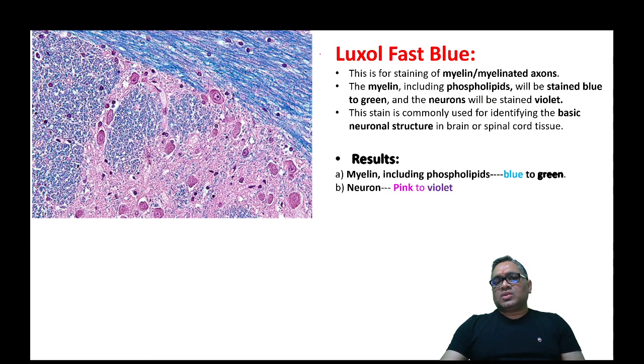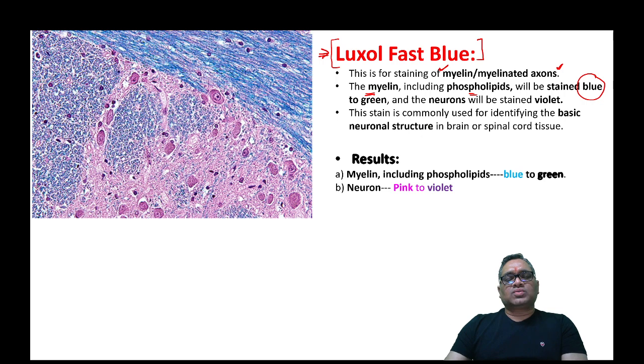The next one is the Luxol fast blue, another important stain which we use in the neurology department or neuropathology department. This is for staining of the myelin, or you can say myelinated axons. So myelin, including the phospholipids, will be showing you blue color, right? So a bluish green appearance will be there. You can see these are all blue color myelin only.